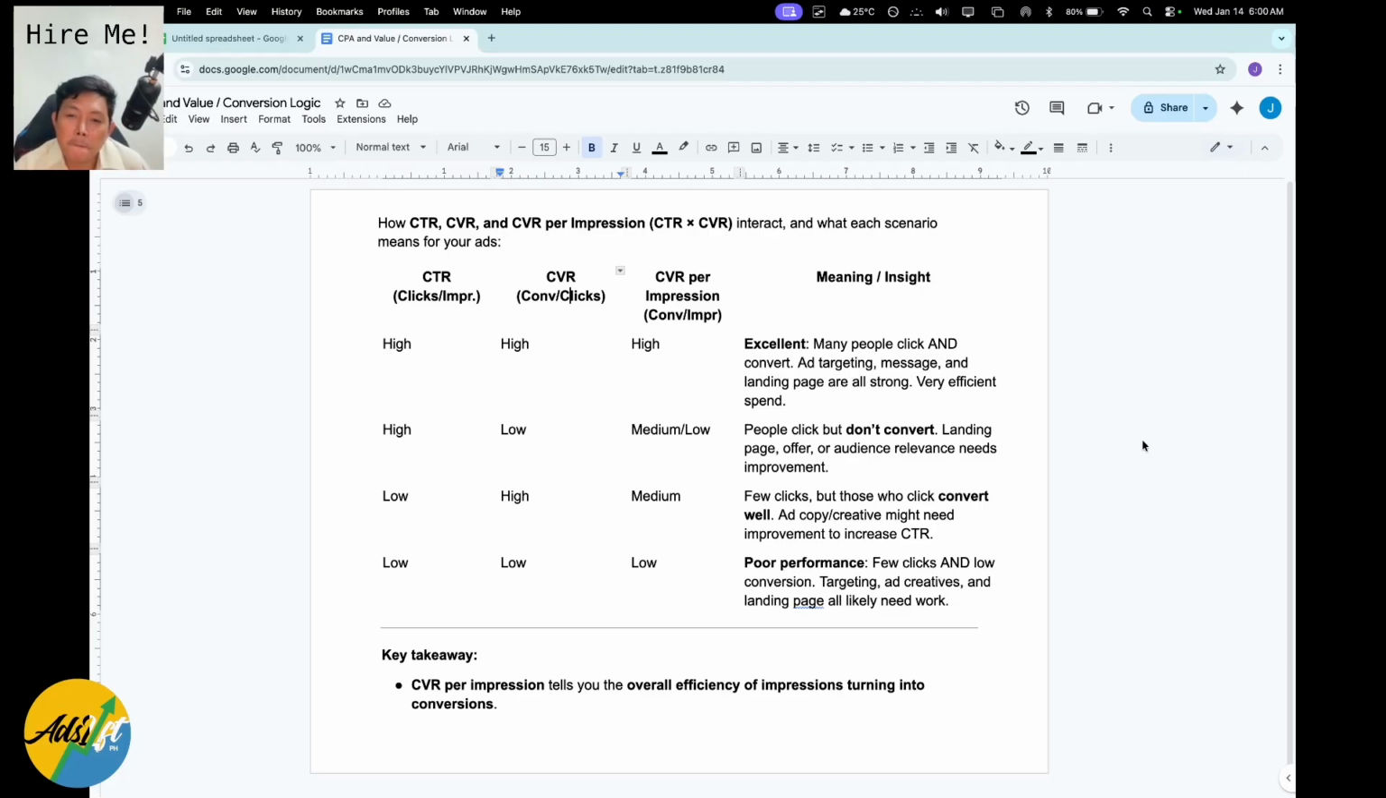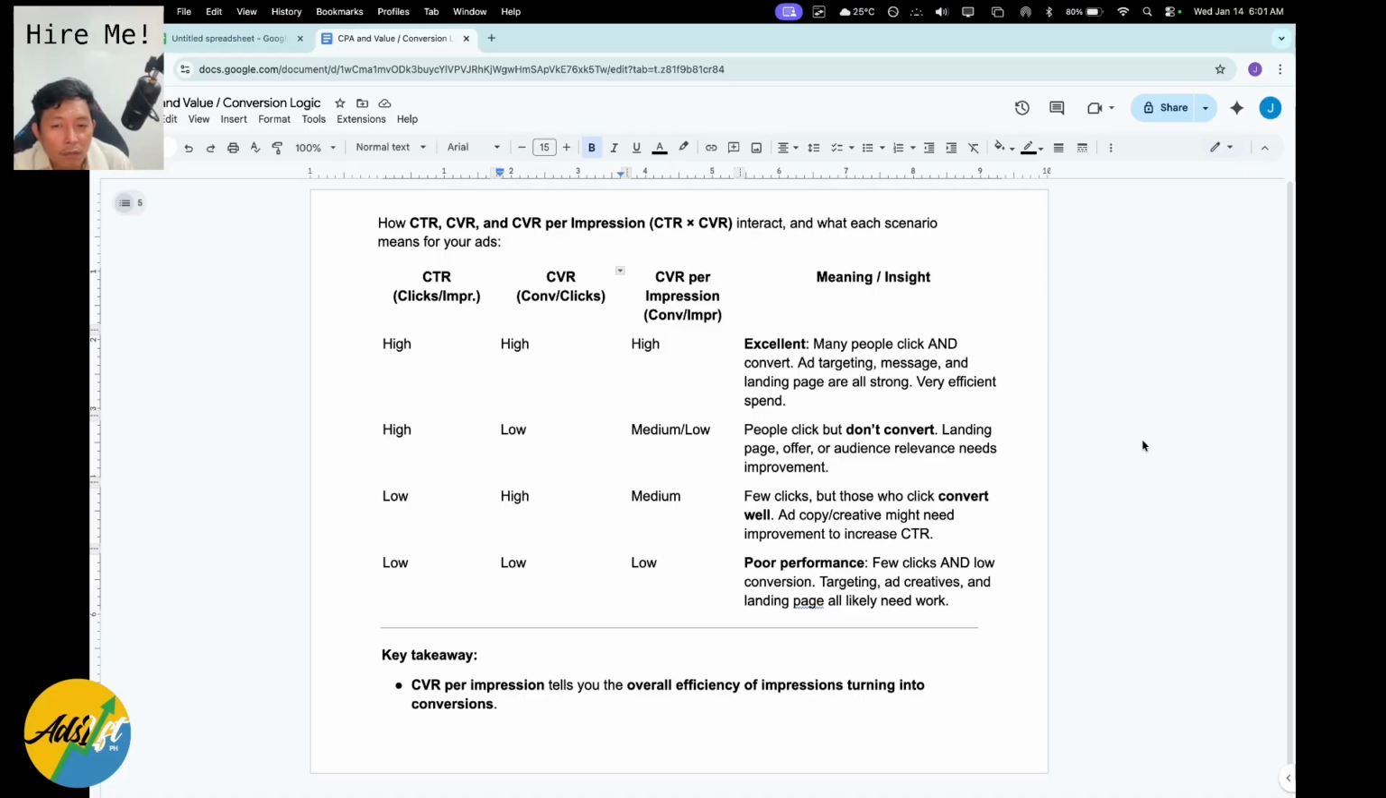Medium or low, so in the middle, means people click but don't convert. So the landing page, offer, and audience relevance need improvement. High CTR, low CVR is kind of a medium to low percentage. And the next one is low CTR, high CVR, so that results in medium as well. It's a balance, almost the same results as high CTR, low CVR.